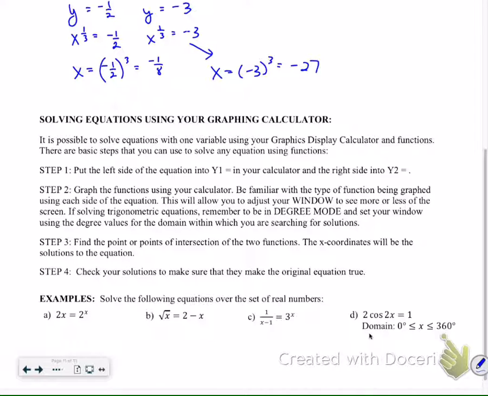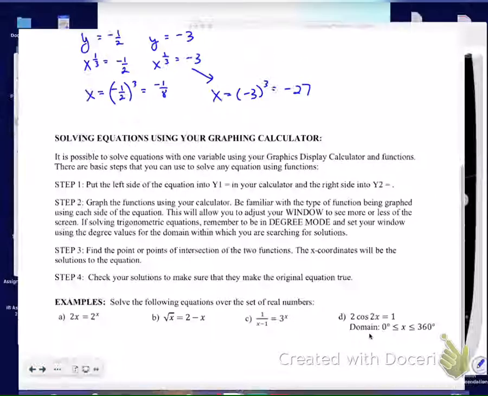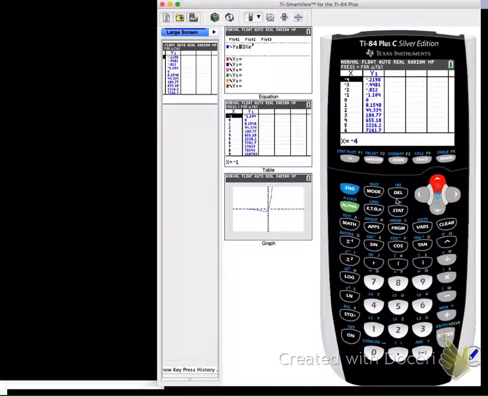If you are doing something in a trig function, which we'll be doing here at the end, make sure that you are in degree mode and that you have a good window for that. Find the intersection point or points. The x coordinate is going to be your solution, and then check those to see if they work.